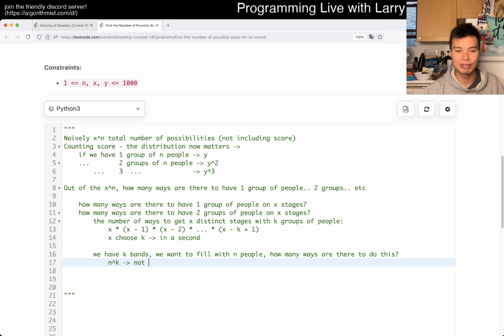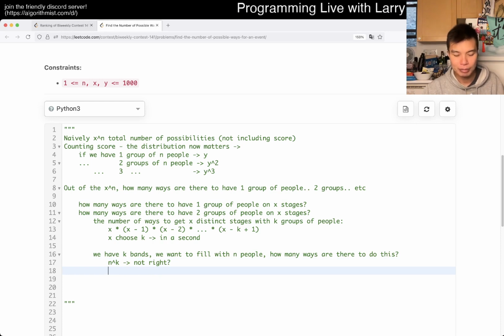But this is not right, because there are zeros, meaning that, for example, in a very extreme case, we have all n people in one band, then you have one band, you don't have k bands, right? And you can also solve this with inclusion-exclusion.